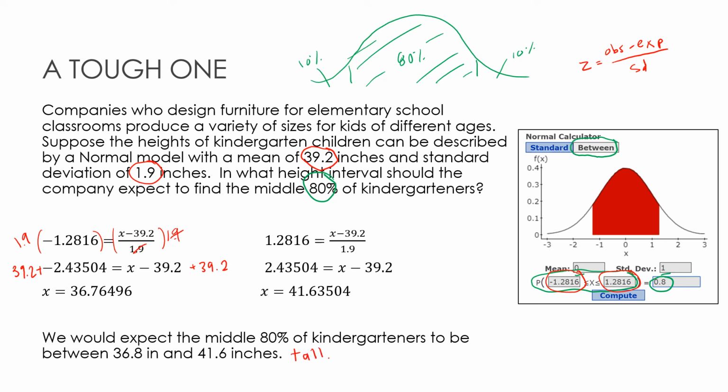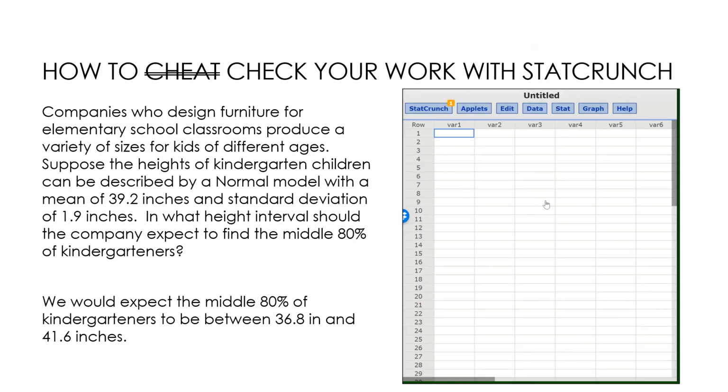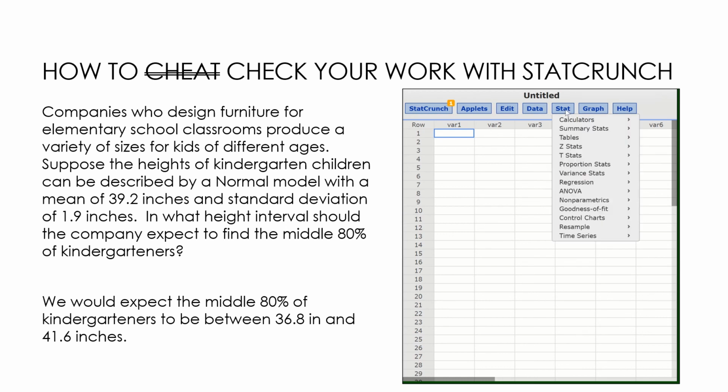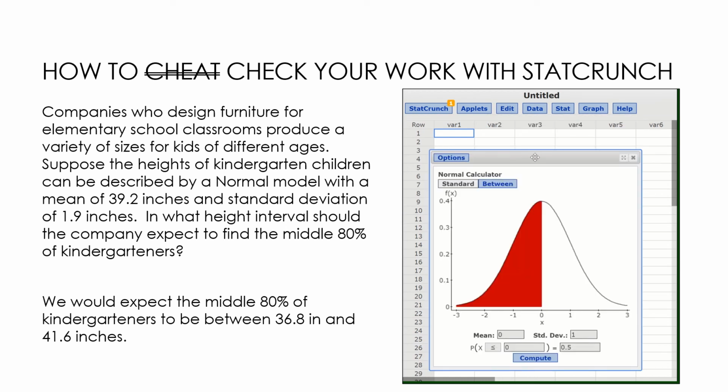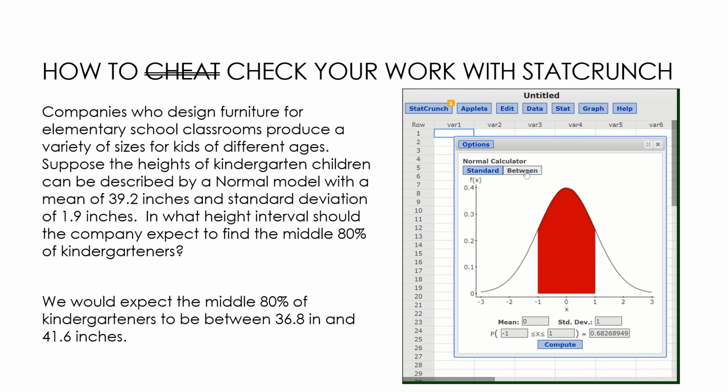So on the next slide, I'm going to show you how to do this, in case you weren't clear where that came from, and then how to do it without doing any z-scores at all. So let's take a look at how StatCrunch can save the day. The first thing I want to show you is how I found the z-scores on my previous work. So I'm going to go to Stat, Calculators, and Normal. And again, I'm just going to choose the between function because I want the middle 80%.